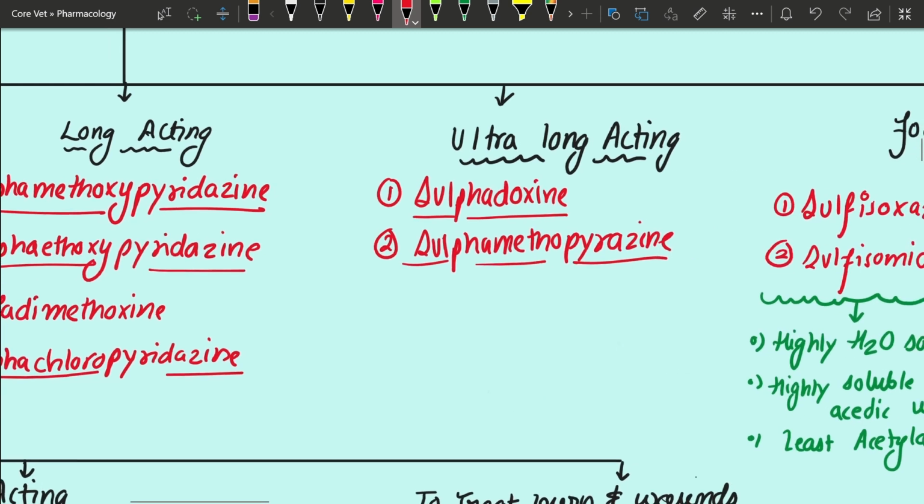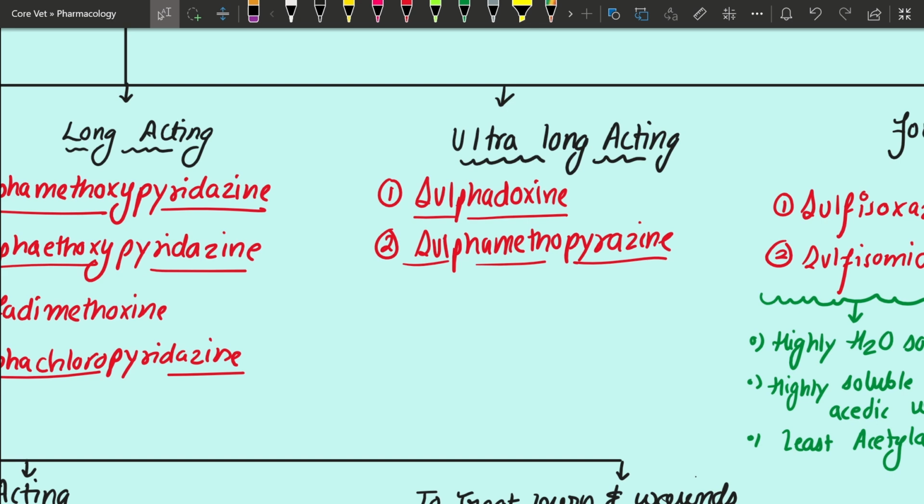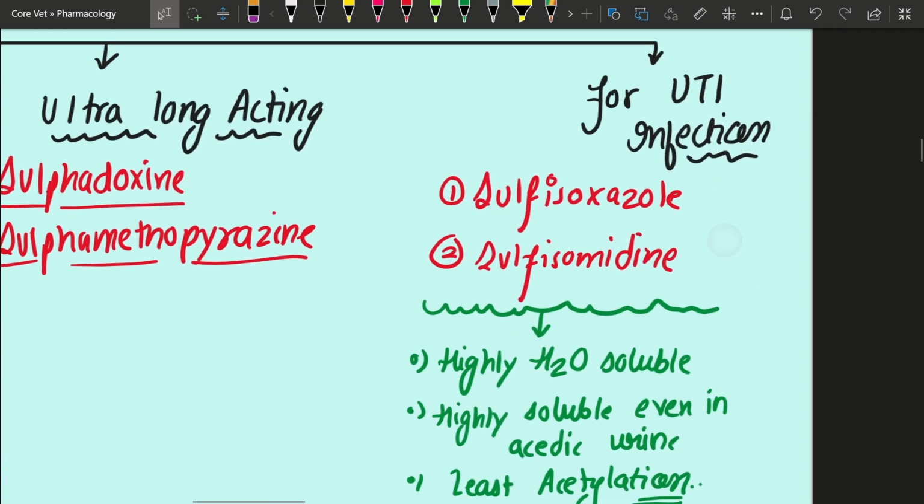Now, if we talk about the drugs concerned with the treatment of UTI infections, urinary tract infections could also be treated with the help of the sulfonamide. Which sulfonamides help in the treatment of UTI infection? It's sulfa-isoxazole and sulfa-isomidine. These 2 sulfonamides are popularly used in treatment of UTI infections, right? So sulfa-isoxazole and sulfa-isomidine are a good choice of drug for the UTI infection.